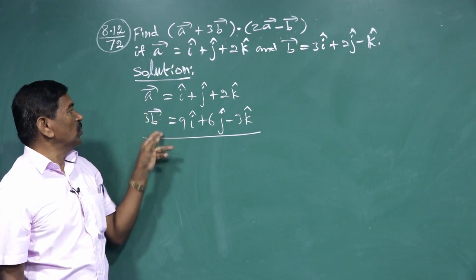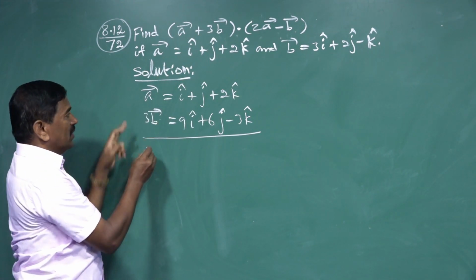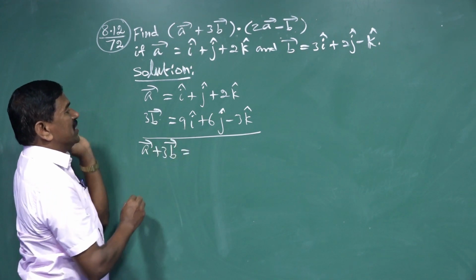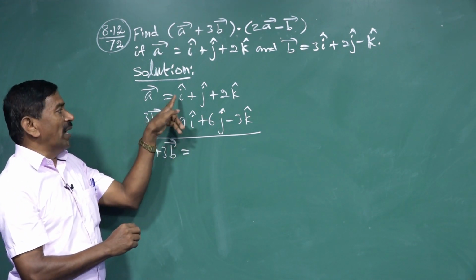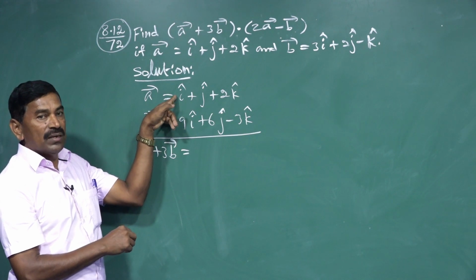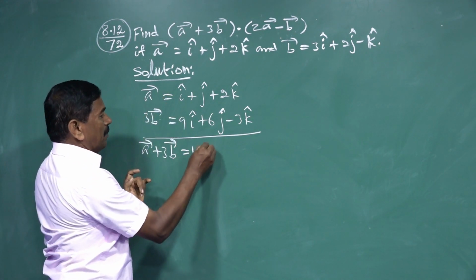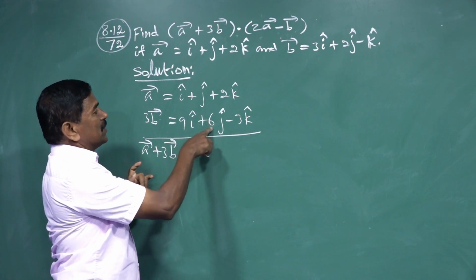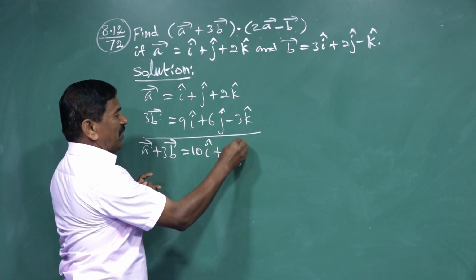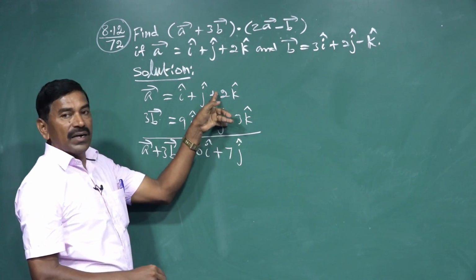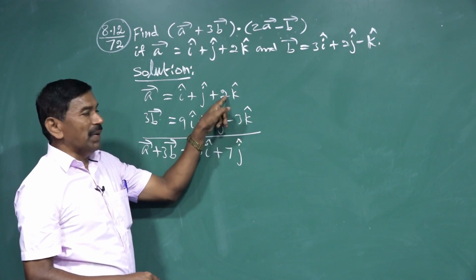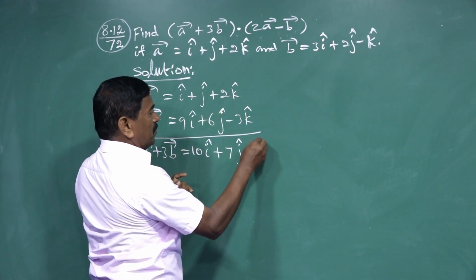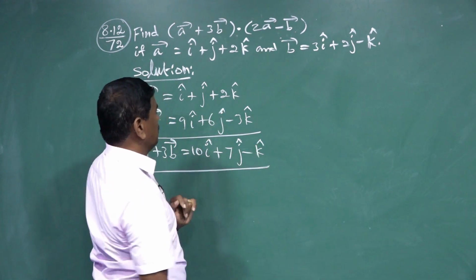Adding these two, what is the LHS total? A vector plus 3B vector, which is equal to: I cap to I cap, what is the total? Very good, 10 I cap. Next, J to J, 6 plus 1, 7, so 7 J cap. K and K, minus 3K plus 2K, the total is minus K cap. The first bracket is ready.